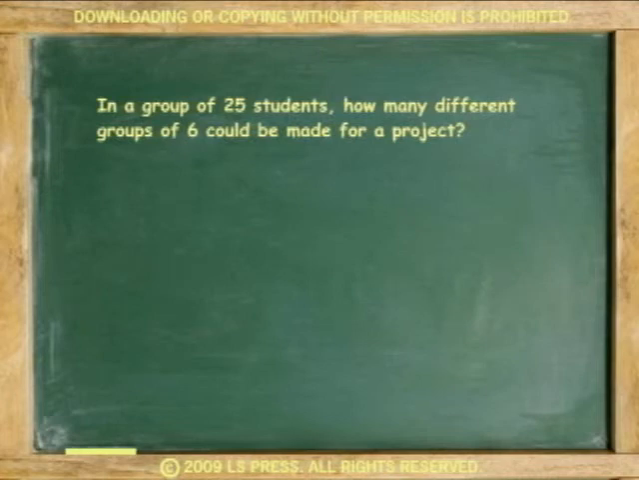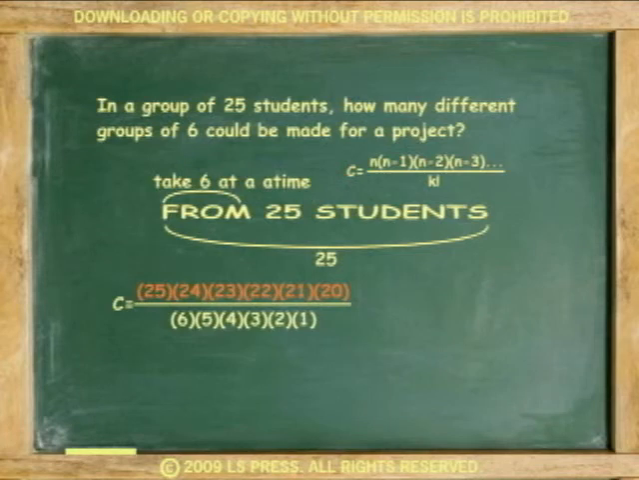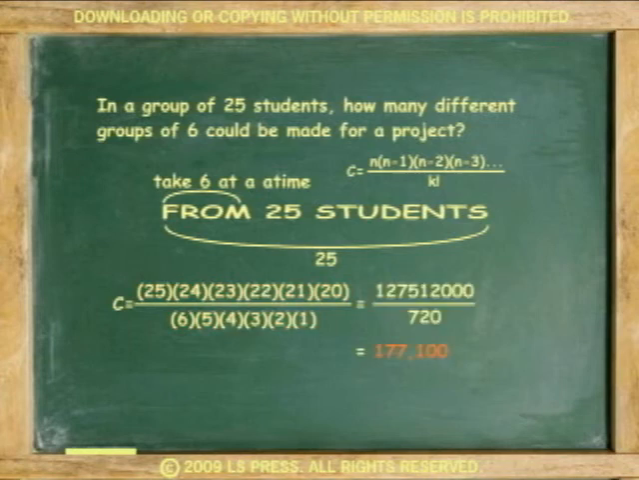Another example. In a group of 25 students, how many different groups of 6 could be made for a project? Again, apply the equation for combinations. N equals 25, k equals 6. Multiply down from 25 to 20, which is 6 numbers. 25 times 24 times 23 times 22 times 21 times 20, divided by 6 factorial. The answer is 177,100 different groups.